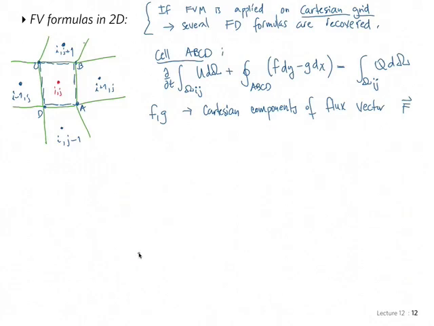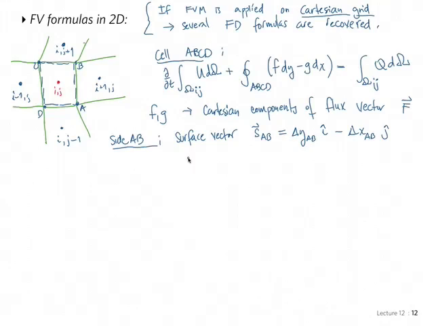So the surface vector for example, for side AB, would be S_AB, some delta Y between A and B, times a unit vector in the X direction minus the delta X between A and B, times the unit vector in the J direction, or I can also write it as Y, the coordinate position of the point B, YB minus YA, times unit vector I, minus XB minus XA, unit vector J. So I and J are the unit vectors in the X and Y direction as usual.